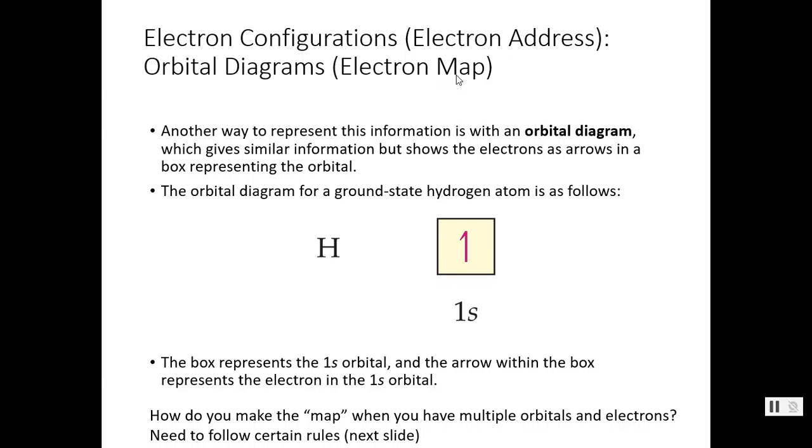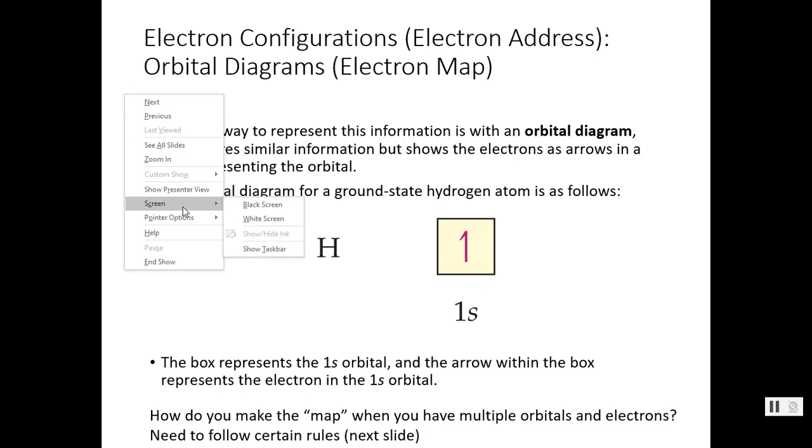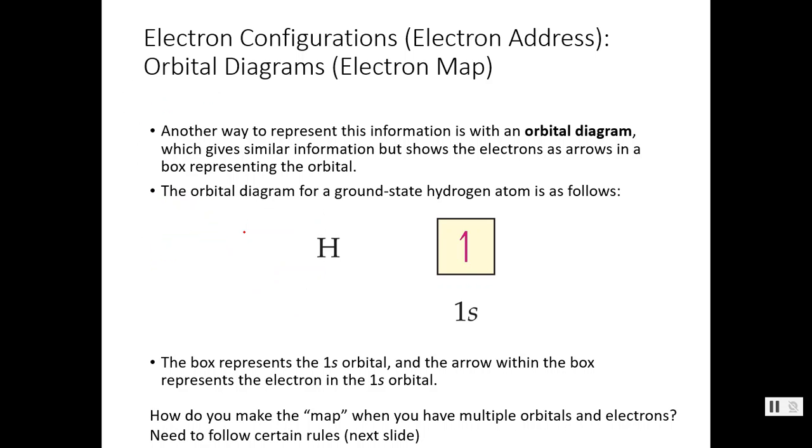So many times it can be useful to chemists to not just write the electron configuration but to draw an orbital diagram or a map of where the electrons are in an atom. Okay, so in this little video we're going to talk about what an orbital diagram is and the rules that dictate how orbital diagrams, maps that reflect electron configurations or an electron address, are drawn.